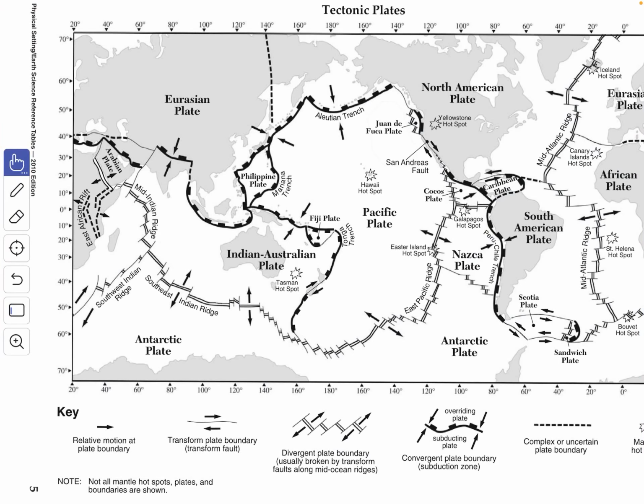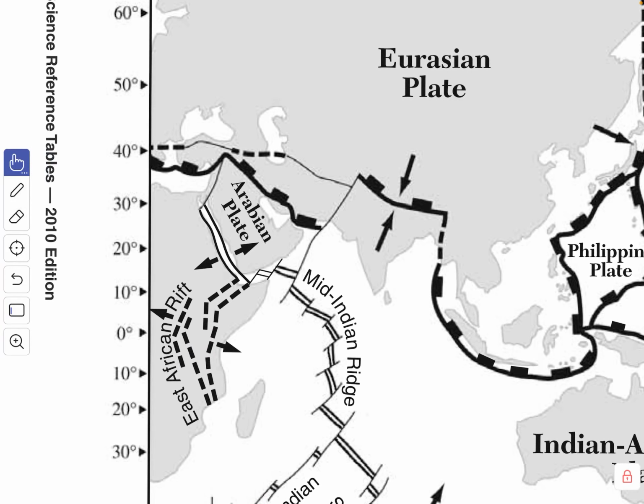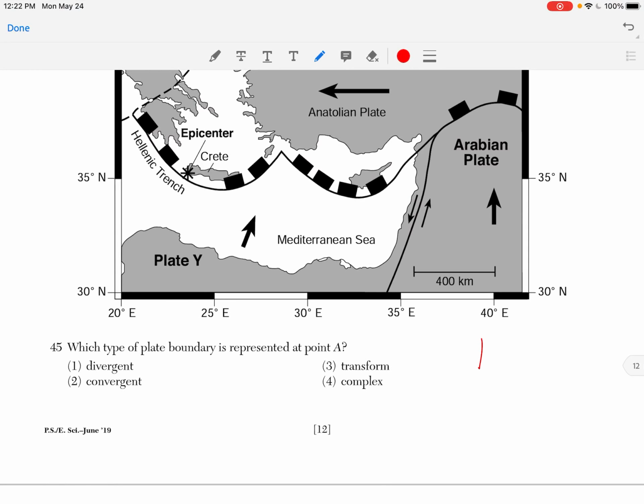And specifically what we're looking at is this region up in the Middle East. So we have a few plates interacting up here. It's kind of a complicated region. And so let's go back to the actual test. And I'm just going to write down that this is ESRT page 5, and you're going to need that for the next couple of questions here. So question number 45, which type of plate boundary is represented at point A?